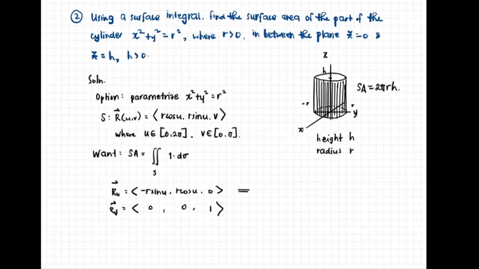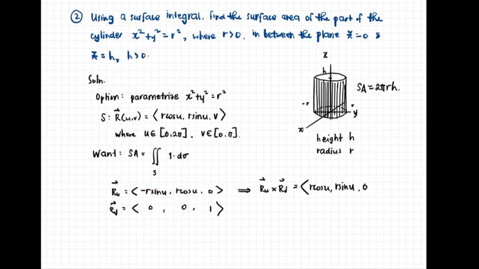And so the cross product of r_u and r_v is now equal to r cosine u minus 0, which is r cosine u. Negative r sine u times 1 minus 0 is negative r sine u. The middle component is negated further, so that would be r sine u. And then you have here 0 minus 0.